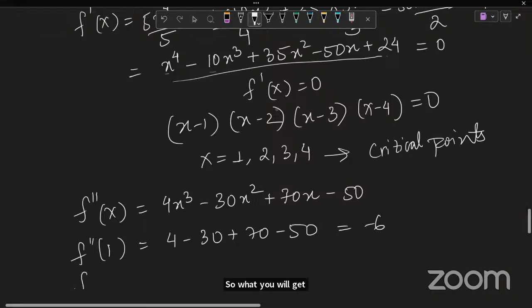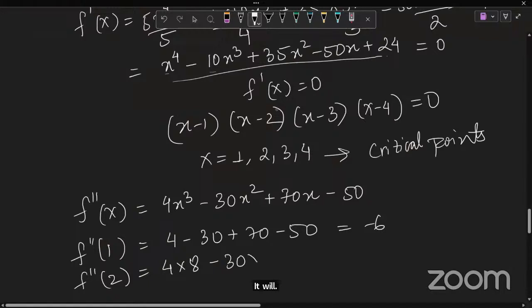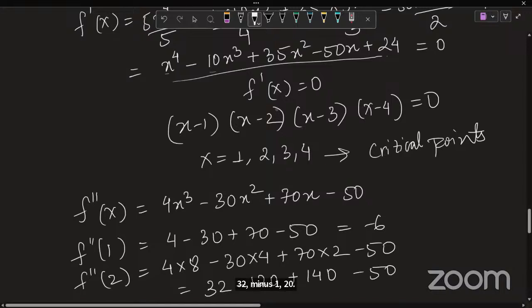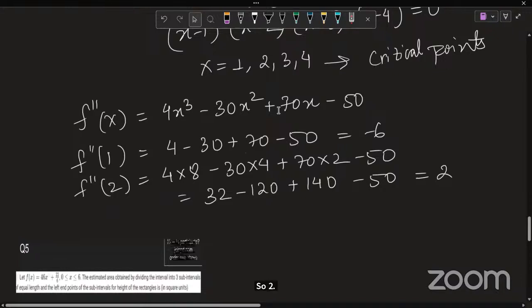If you put x equal to 2, then it will become 4 into 8, 30 into 4, plus 70 into 2, minus 50. It will be 32 minus 120 plus 140 minus 50. It will be 2. Okay.